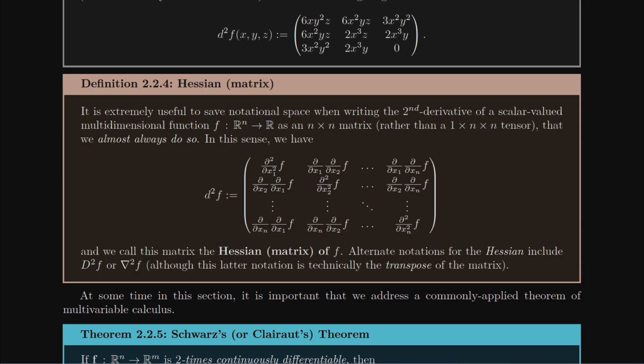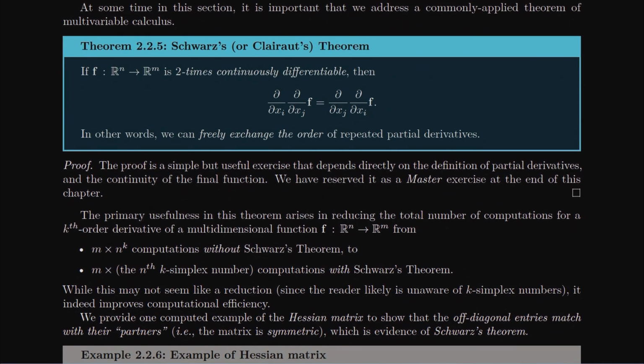Very nice. Also talk about something called Schwarz's or Clairaut's theorem. This is just a nice theorem that I would have had to bring up eventually at some point in higher order derivatives of multivariable calculus. People use this all the time. What does this theorem say? It says if a multivariable function is 2 times continuously differentiable, this means that all second derivatives are continuous functions. Nice thing being that polynomials, trigonometric functions, exponential functions, they all satisfy this. So if all second derivatives are continuous functions, then you can freely exchange the order of repeated partial derivatives.